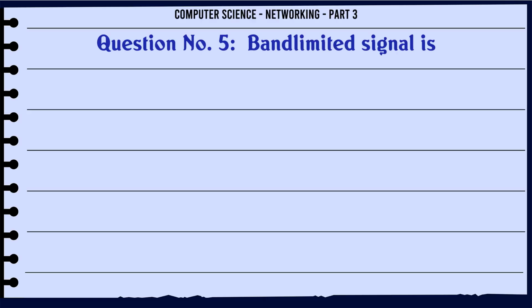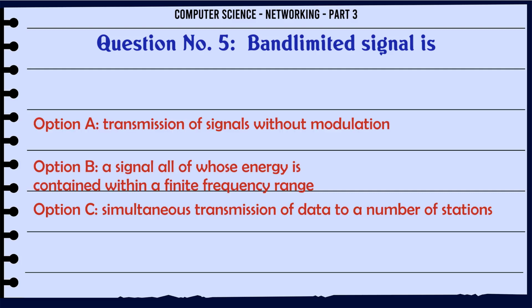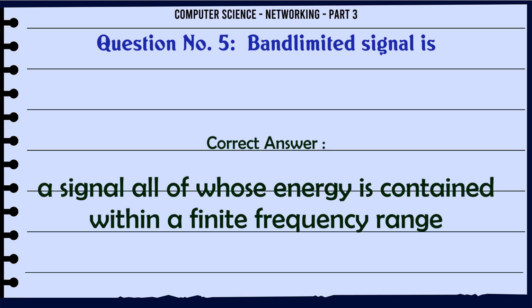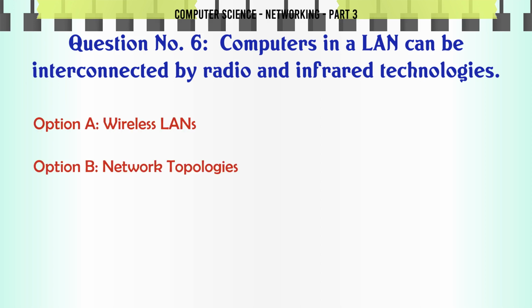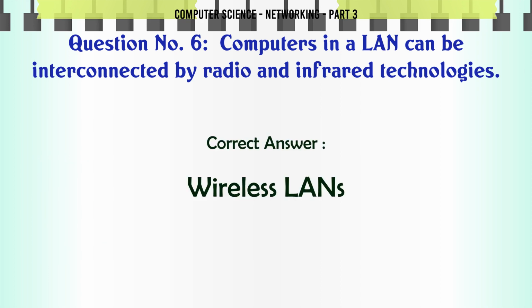Bandlimited signal is A. Transmission of signals without modulation. B. A signal all of whose energy is contained within a finite frequency range. C. Simultaneous transmission of data to a number of stations. D. All of the above. The correct answer is a signal all of whose energy is contained within a finite frequency range. Computers in a LAN can be interconnected by radio and infrared technologies. A. Wireless LANs. B. Network topologies. C. Multiplexer. D. Modem. The correct answer is wireless LANs.